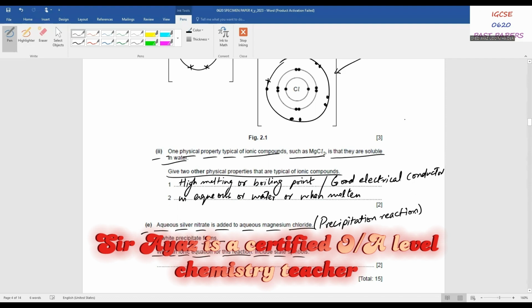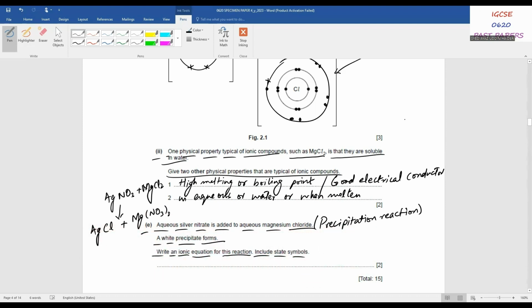The reaction will be AgNO3 plus MgCl2. The products will be AgCl plus Mg(NO3)2. Now they are asking you to write the ionic equation for this reaction.